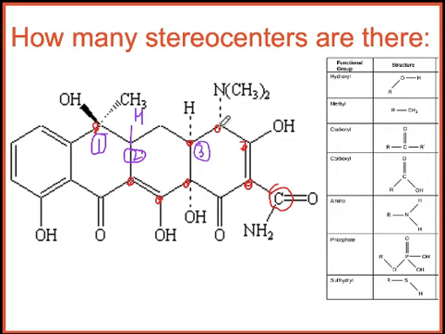And then this one here has a nitrogen. It has this group, it has that group, right? So I think this is a fourth one, right? Fourth chiral center. What else do we got? Fourth.